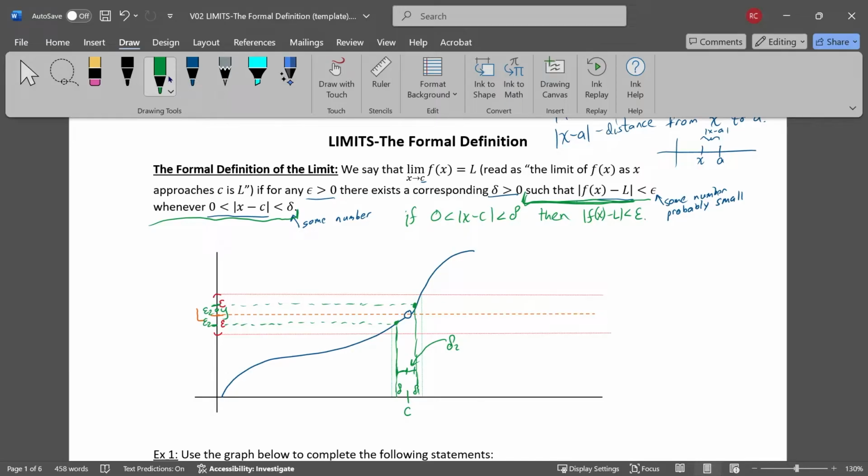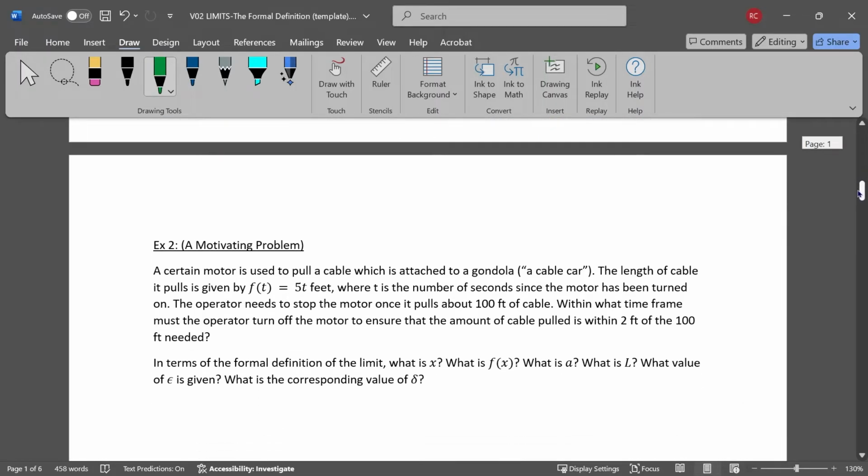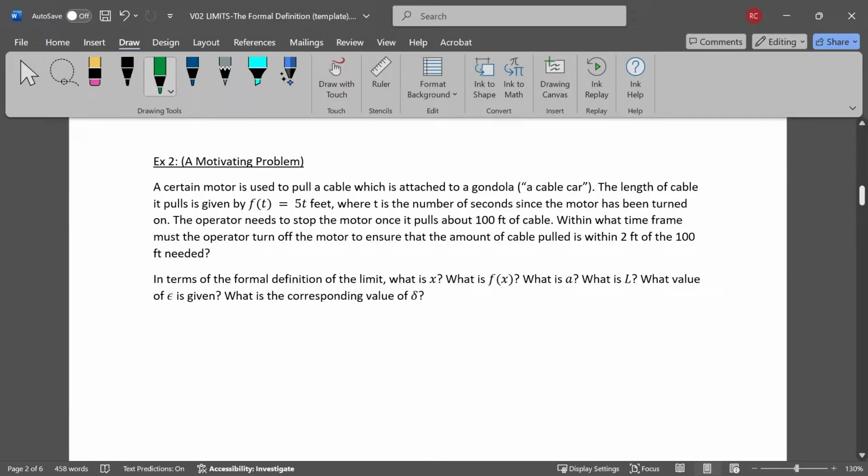I want to be clear where the cause and effect is here. What we're saying is that if I pick an x value close enough to c, close enough being whatever this distance delta is, then I will get a y value close enough to L, within epsilon. So if I pick an x value within this distance from c, then I'll get a y value within that epsilon distance from L. Okay, so we've harped on the definition long enough. Let's move on to actually applying these ideas.